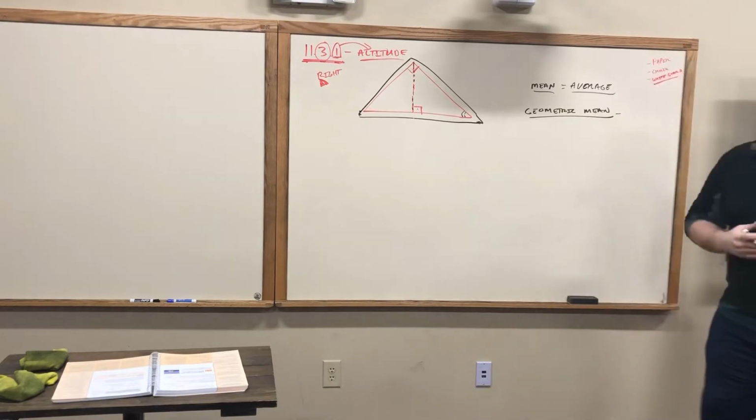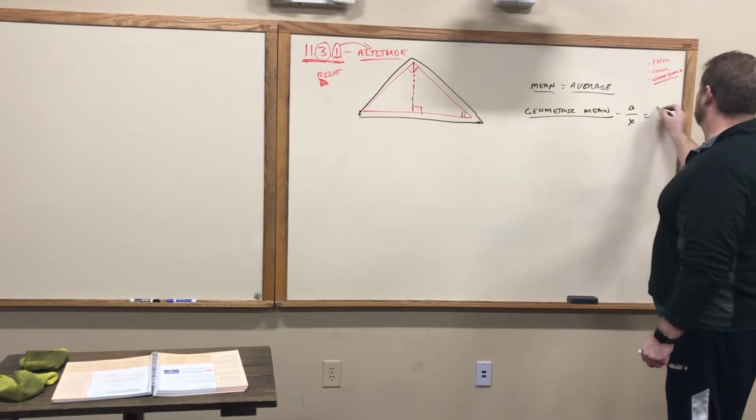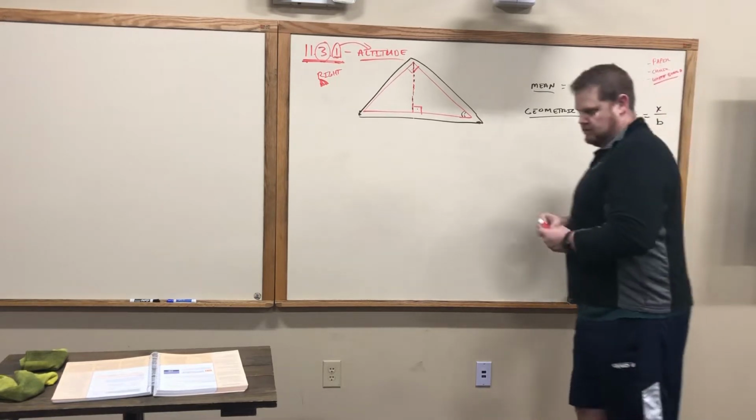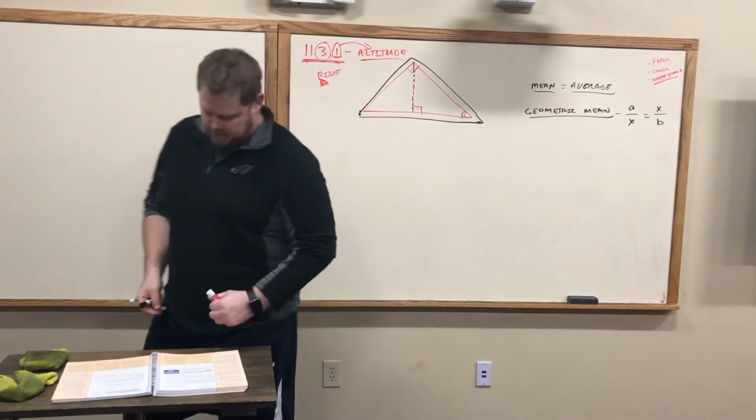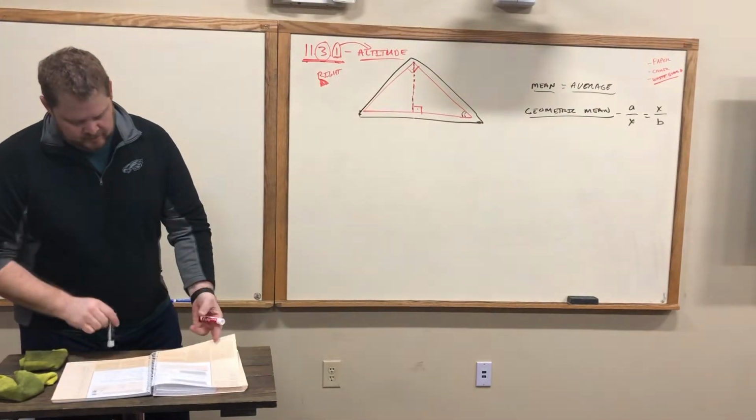Well, let's see. What does geometric mean? Here's what geometric mean is: A over x equals x over B. So just write that down. That's your initial drawing. And I'm going to show you and explain it to you here momentarily.